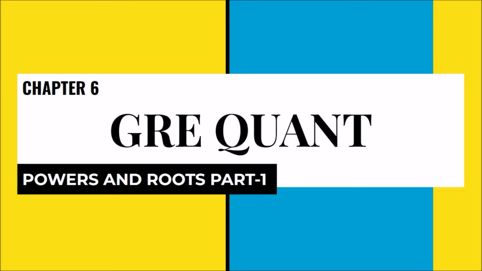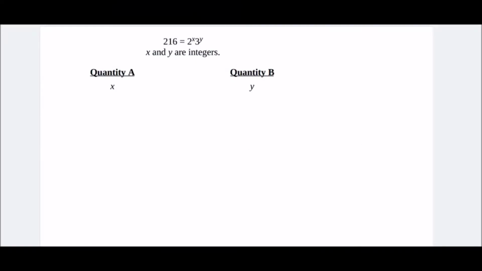Now move on to the content. So our first question is 216 is equal to 2 power x times 3 power y, where x and y are integers. For quantity A we have to find the x value, and for quantity B we have to find the y value. To get the powers x and y, we have to factorize 216, so that we get the bases 2 and 3, right?